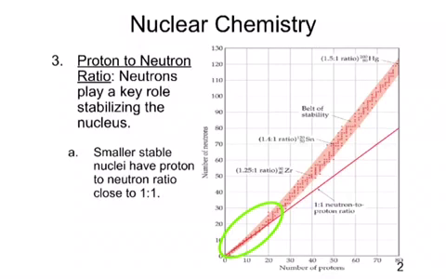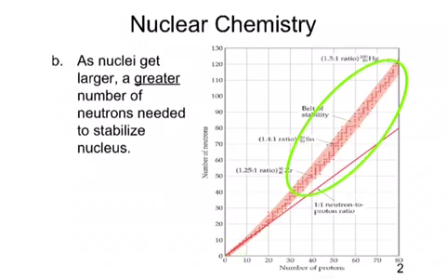Right? So the smaller nuclei that we have, the more stable they are, and so they only need a 1-to-1 ratio. There's not a lot of protons repelling one another, so we don't need a lot of neutrons to hold them together. But as we go up on our periodic table, we start to see more and more neutrons per every single proton.